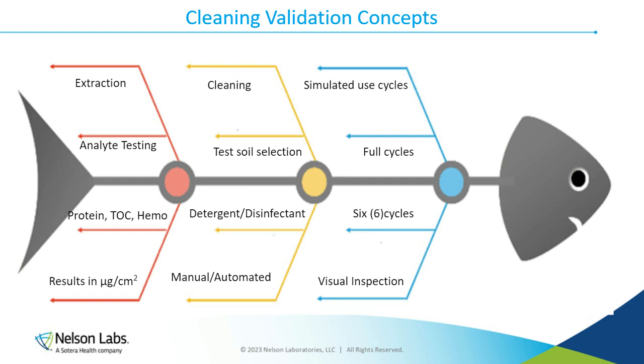Protein is one that's always tested. When do I test TOC? When do I test hemoglobin? When do I test carbohydrate? Are those things that I should worry about? And how do I report these results to the FDA? What are they looking for? So those are the things that I will be going over today.